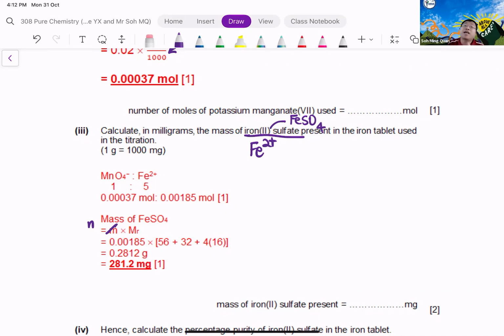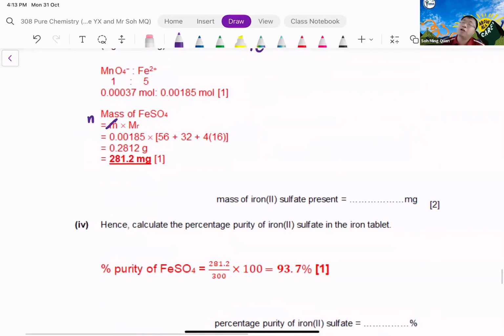Now, in hindsight, when you look at it again, how come I never realized the equation was on the previous page? Well, I hope you realize by now, maybe the answers may be from the previous page. So remember to look back. All right. I'm sure once you can get 281.2, finding percentage purity is super simple.